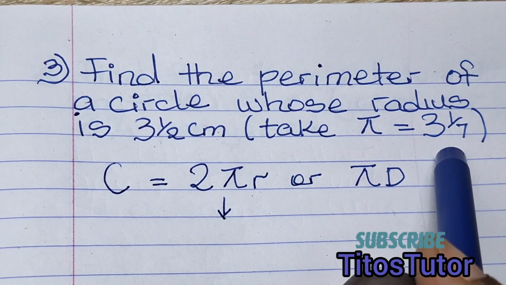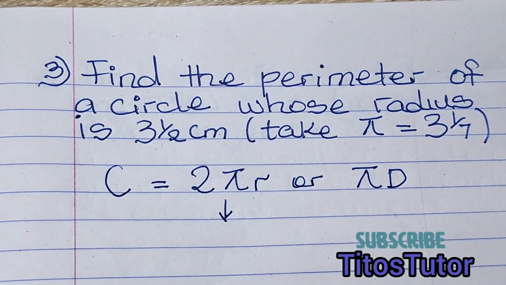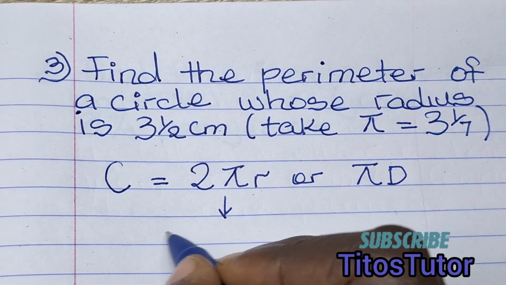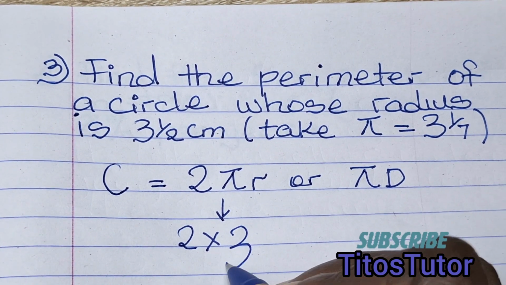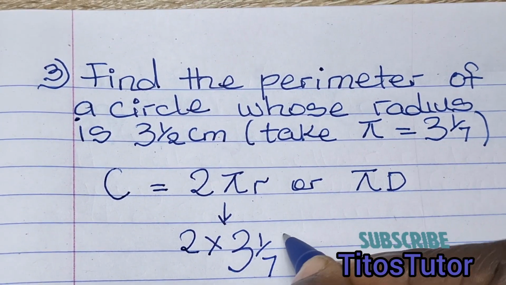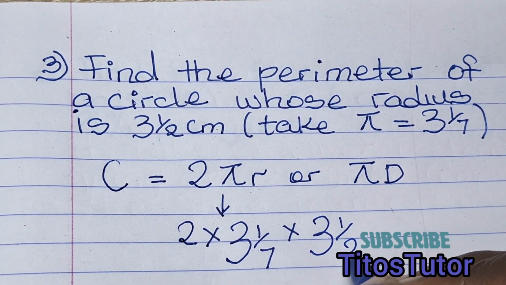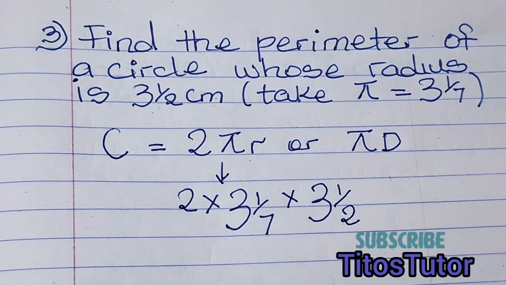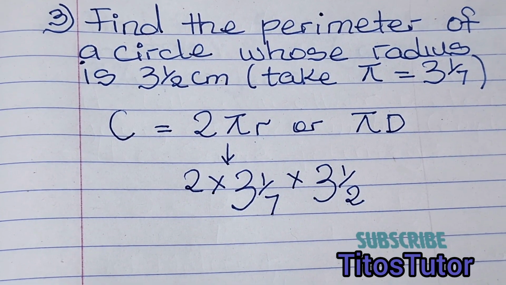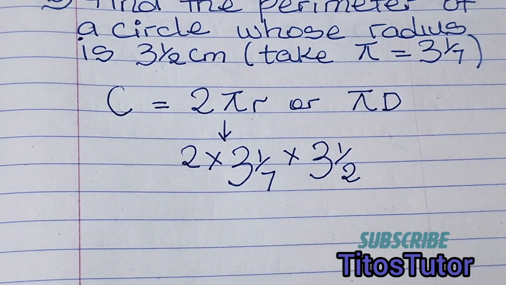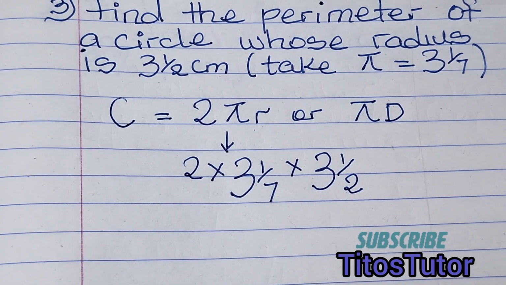And they told me to take my pi to be 3 whole number 1/7. So let's do this. 2 times 3 whole number 1/7 times 3 whole number 1/2. So I'm multiplying 2 by pi and by r as well. That gives me the circumference of the circle.